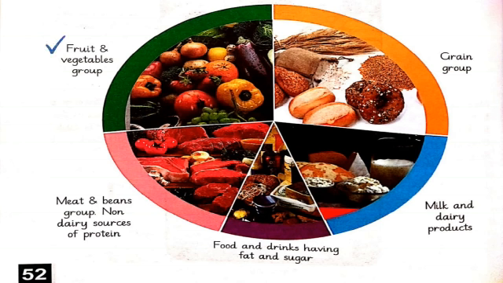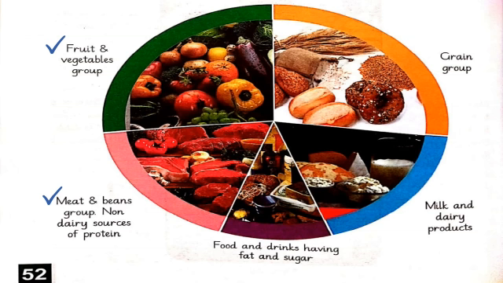Vegetables are rich in vitamins and minerals. Fruits are also a source of multivitamins and minerals. They are also a natural source of carbohydrates and fibers. In our second group we have meat and beans, non-dairy sources of protein. Meat, poultry, fish, eggs, nuts supply many nutrients. These include proteins and vitamins.